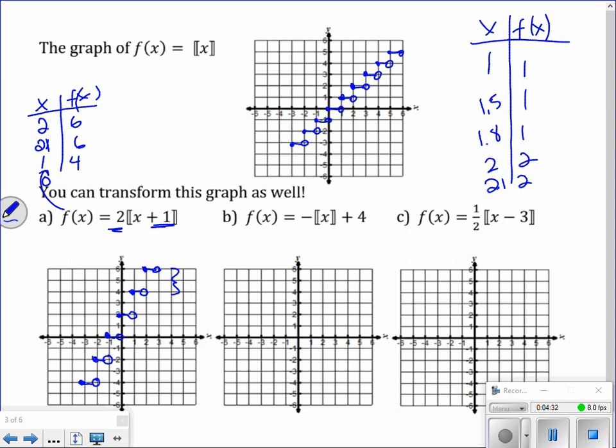So the next one, letter B, has a reflection, and then it has up 4. Again, let's just try some numbers. How about I try a 2? If I put a 2 right here, I get negative 2 plus 4 is 6. So 2 is 6.